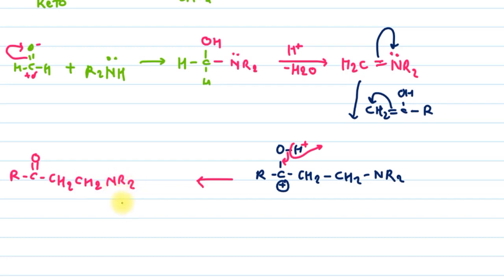This is the Mannich base after removal of one proton, and this is the Mannich base, and this is the acid catalyzed mechanism. And now further I am going to study the base catalyzed mechanism. So let us consider the base catalyzed mechanism of the Mannich reaction.